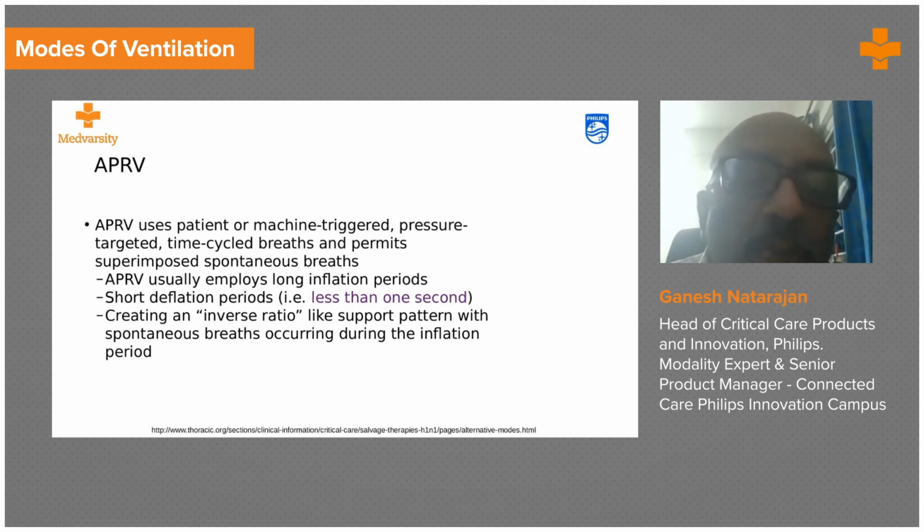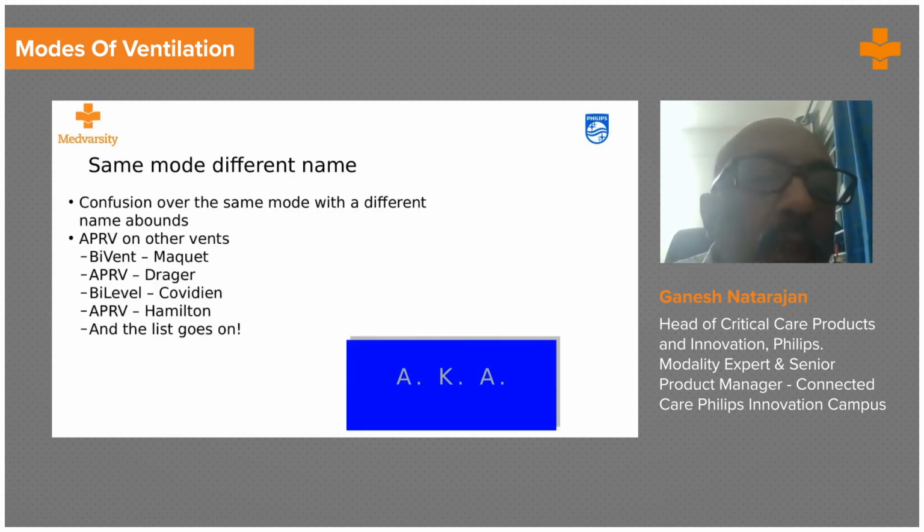And it allows you to spontaneously breathe in the inspiratory phase. Some ventilators call it APRV as a separate mode. Some ventilators directly in the BiPAP allow you to inverse ratio and allow you spontaneous breathing in the inspiratory phase. So if you have a BiPAP machine with an active exhalation valve, it gives you the same impact as an APRV.